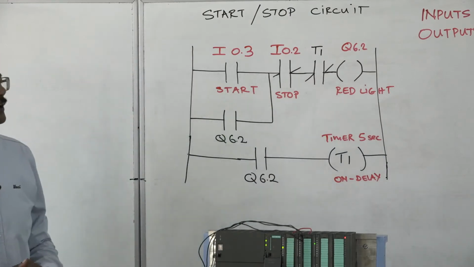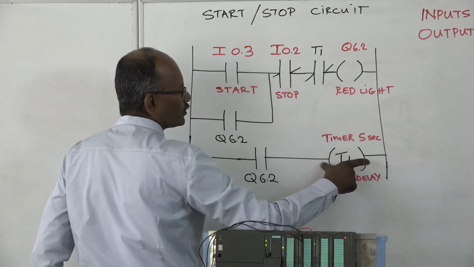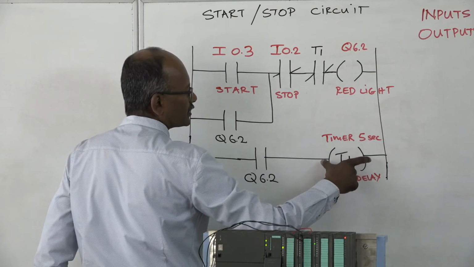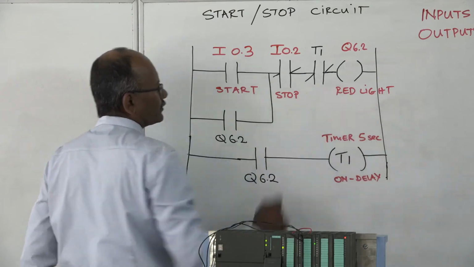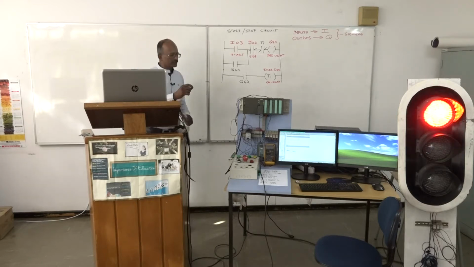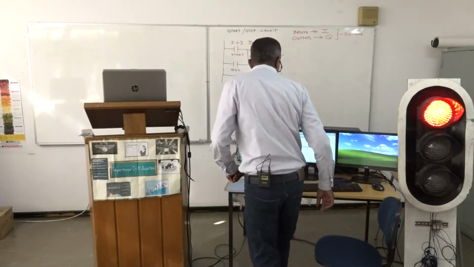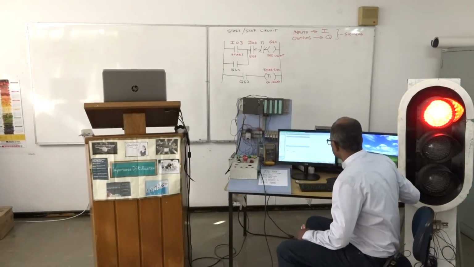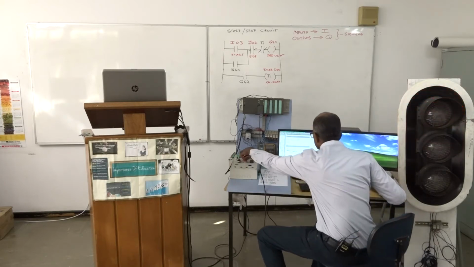So how is that going to work? Well, basically, after the 5-second time, T1 would energize, and once T1 is energized, that normally closed switch would become normally open, and the red light should switch off. So let's go and program that into my existing program. Okay, just going to stop it for now.